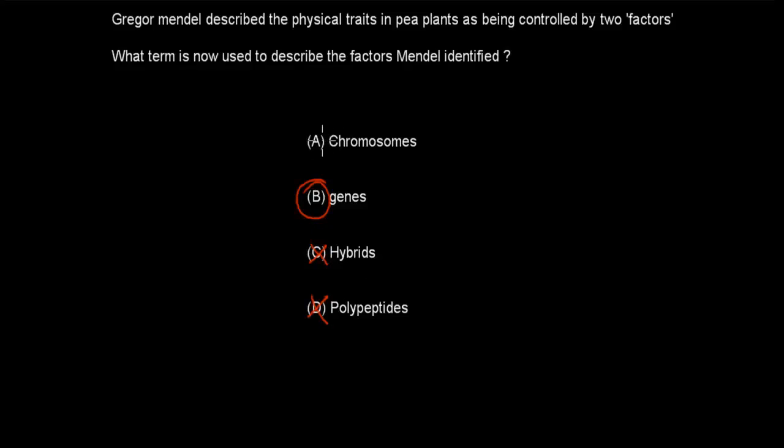And A is also wrong because chromosomes are important when it comes to inheritance, but the chromosomes actually hold all the genes. So chromosomes are connected with the factors, but the chromosomes hold these factors, and the factors themselves are the genes. So genes is correct.